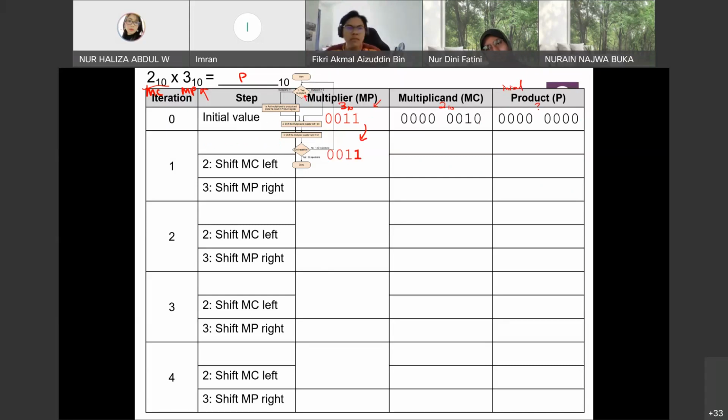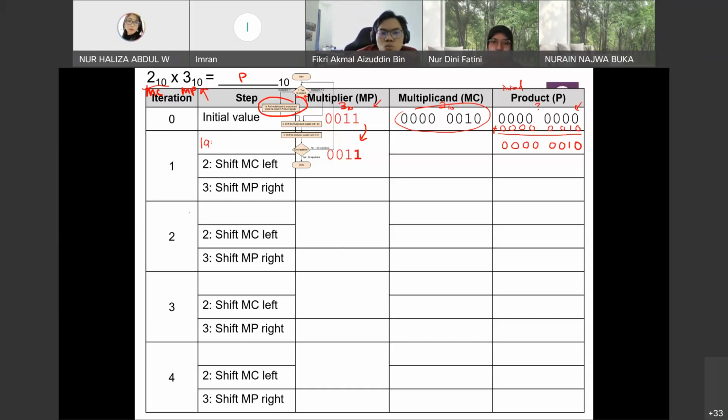So you need to go to add multiplicand, which is your MC, and place it to the product register. You need to add this with this: 0, 0, 0, 0, 0, 0, 1, 0. It's easy because this one is 0, right? So you're going to place your answer here like this. Okay, for the step 1A.